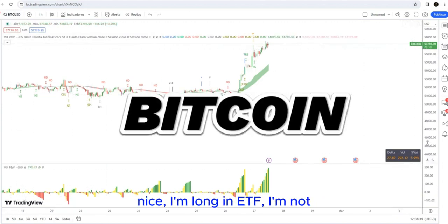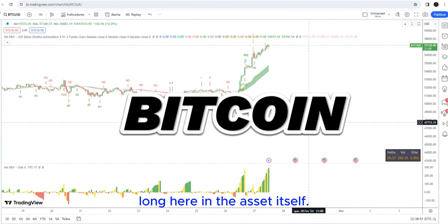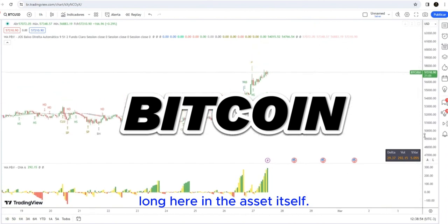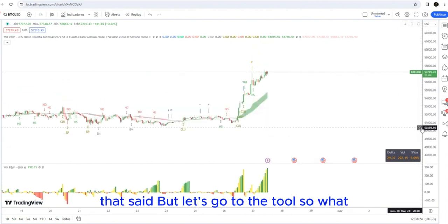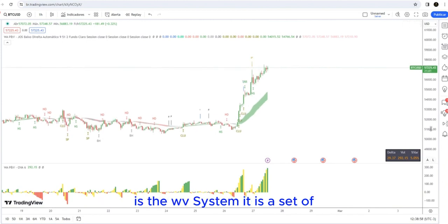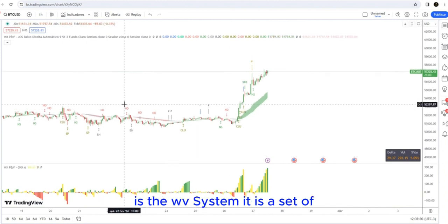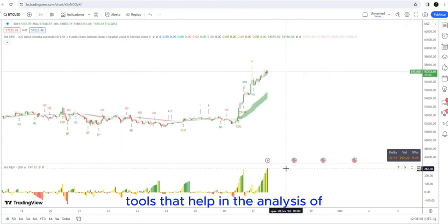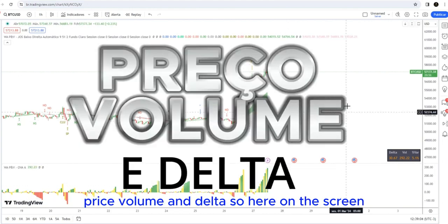Very nice. I'm long in ETF. I'm not long here in the asset itself. That said, let's go to the tools. So what is the WAPV system? It is a set of tools that help in the analysis of price, volume and delta.